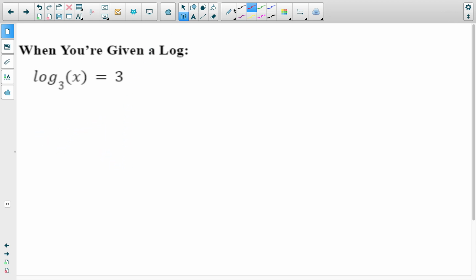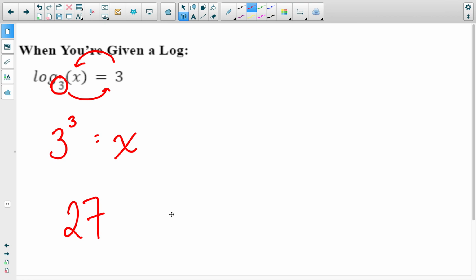If we're given a log, remember in the last video we talked about the swirly property of logs? Log base 3 of a number is basically saying 3 to what power equals that number. So 3 to the third power equals x, our number. And what is 3 to the third? It's 27.